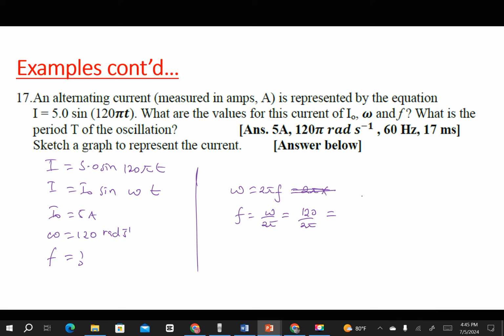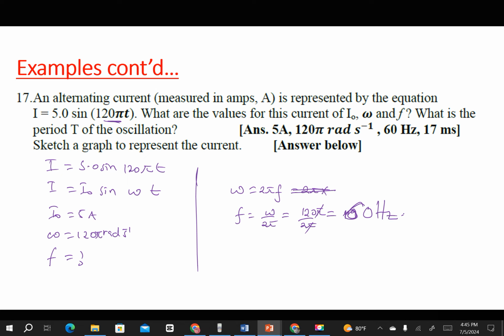Oh, omega was 120 pi, there's a pi here. So if it is 120 pi, then the pi cancels, so this becomes 60. 60 hertz, sorry for that. So that is 60 hertz.